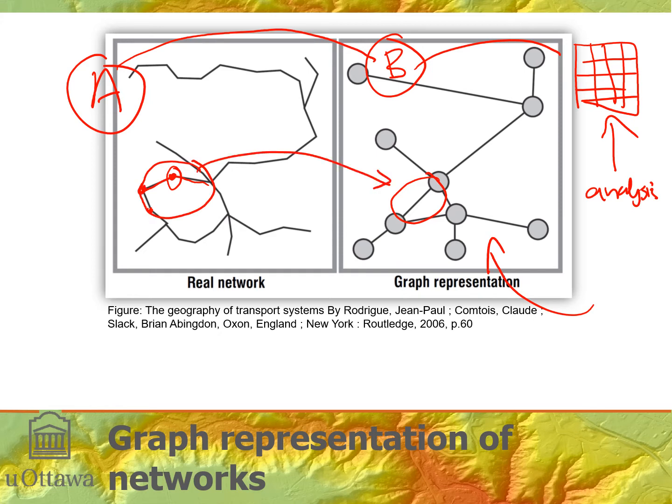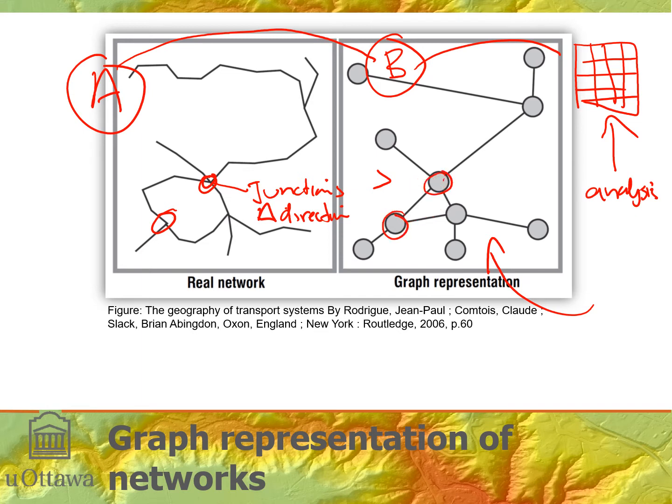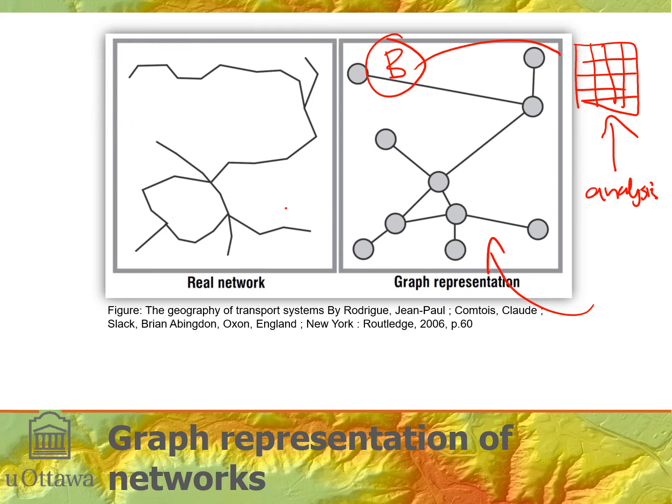It shows what's important, which is the connectivity between this point and that point on the network. And these are junctions. Junctions are where we can have a change in direction on the network. And they're represented by these junctions or nodes on a graph. So it's an alternative way of looking at a network, just to simplify it visually.